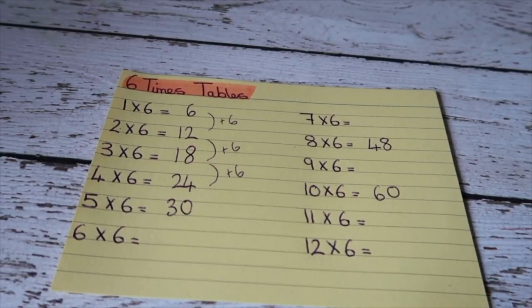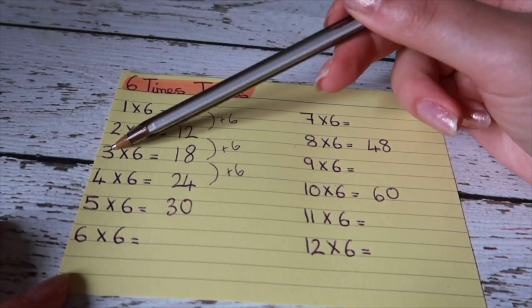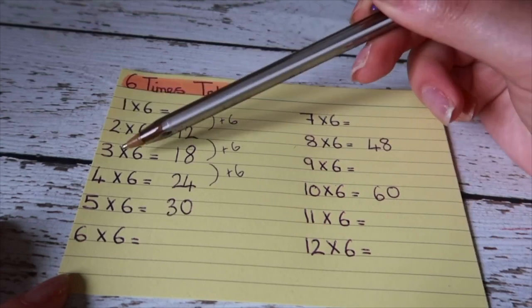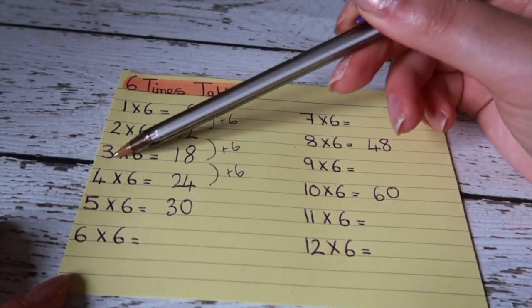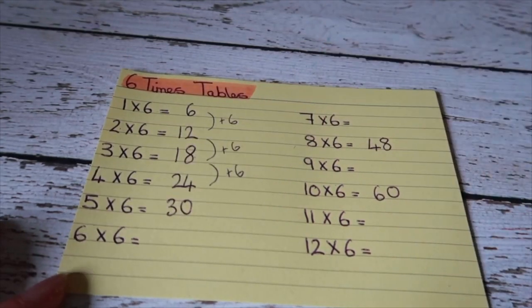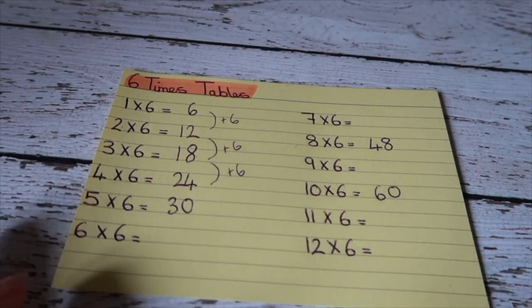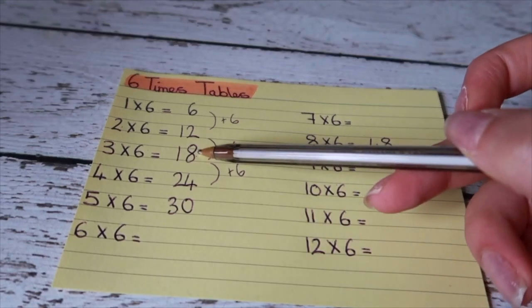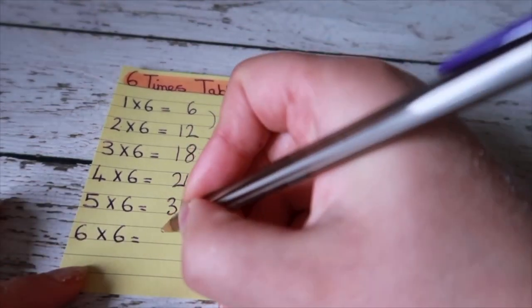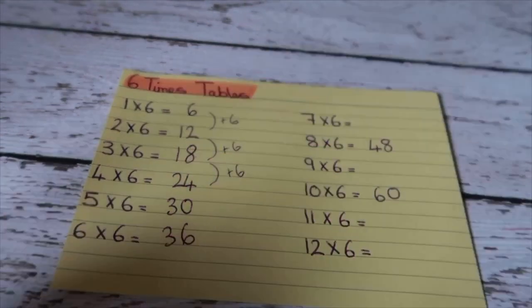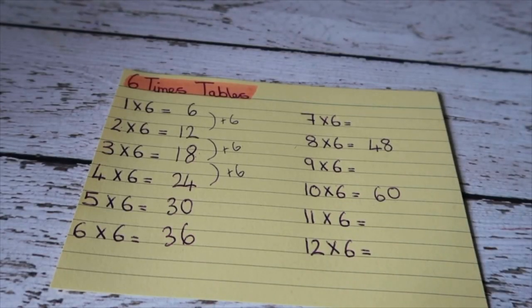If I know that 3 times 6 is 18, we're going to do what we did before. Double 3 is, of course, 6. So if I know 3 times 6, I definitely know how to find out 6 times 6. 3 times 6 is 18, so 6 times 6 is going to be double the answer. So if we find double 18, that is the answer to 6 times 6, which is, of course, 36. Double 18 is equal to 36.